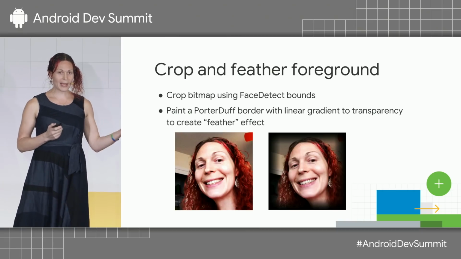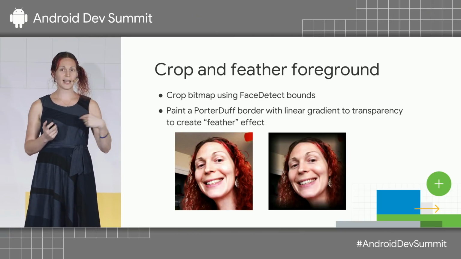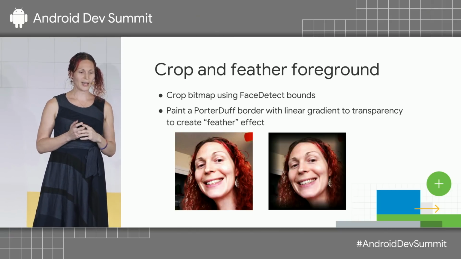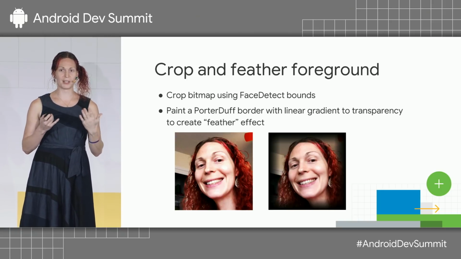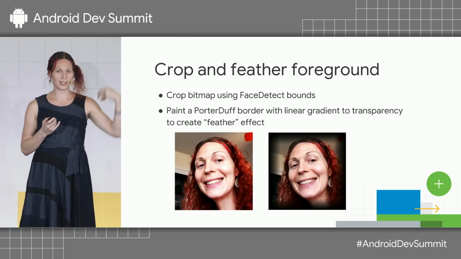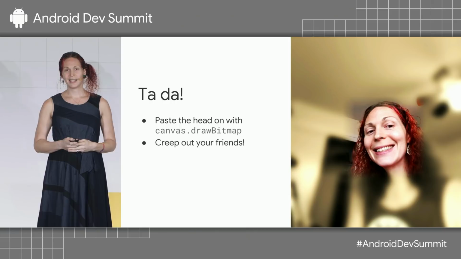Okie dokie. So we've got the background. It's got this cool bokeh effect on it. What do we do with the foreground? From FaceDetect, we've got the face cut out. And we just apply a border duff with a linear gradient to make the edges a bit softer. So when we paste it on, it's not that harsh line. And ta-da! Paste it on, and things look pretty good.